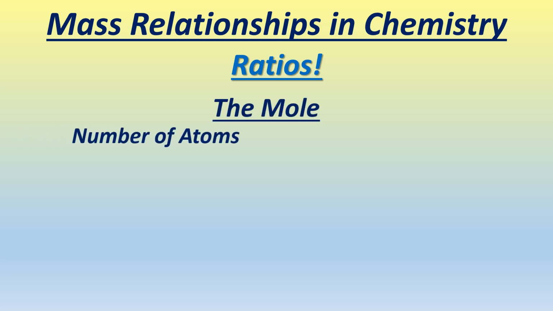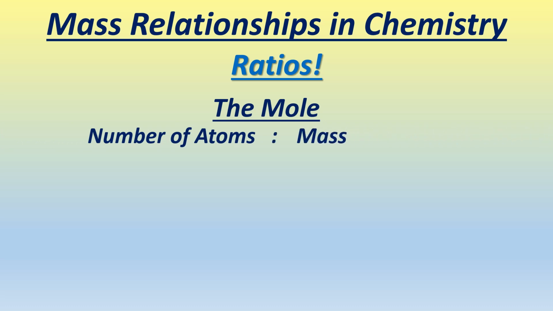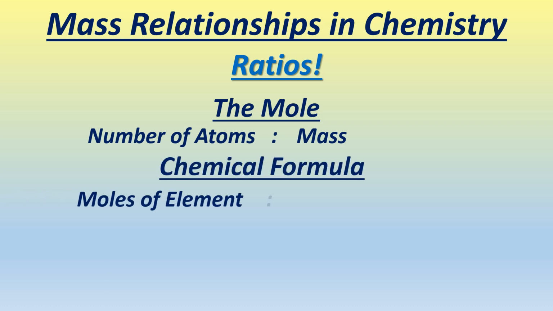Welcome to the second video in this series introducing mass relationships in chemistry. In the prior video, linked in the description below, one saw that chemistry is basically an algebraic science. In other words, everything comes down to ratios. Most fundamentally and most importantly, you saw that the mole was the ratio of the number of atoms one has to the number of grams that one measures out. One also saw that a chemical formula is the ratio of the moles of an element to the moles of a compound.